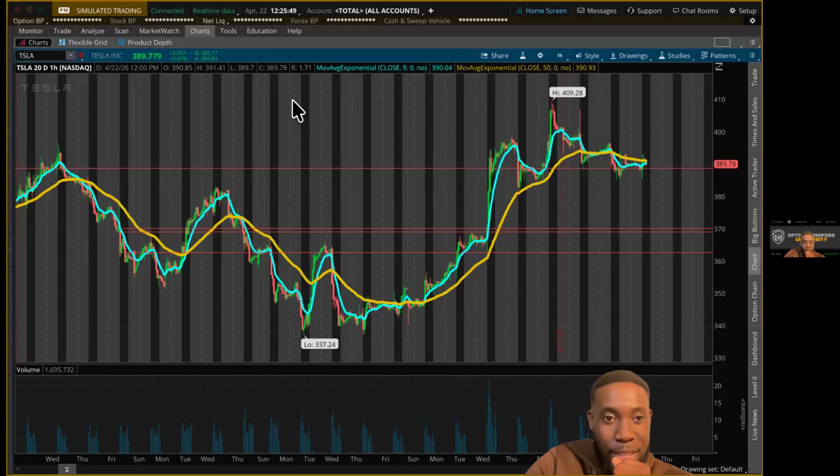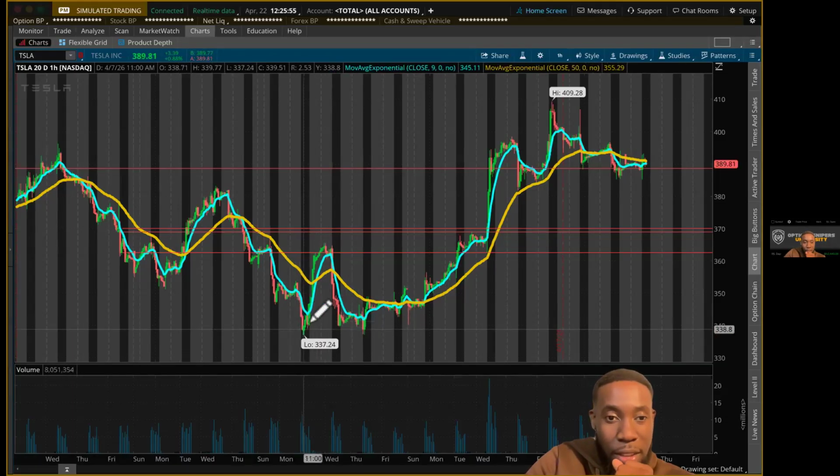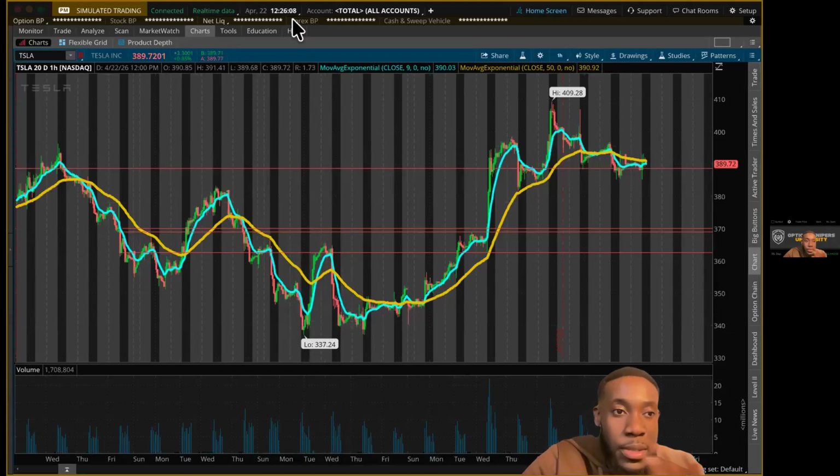So what we're looking at here is we have both a double bottom and a triple bottom. If you said double bottom, you're correct. If you said triple bottom, you're also correct. And if you said W, you are also correct, because the W pattern is essentially a double bottom. That's amazing that you guys are tapping in.